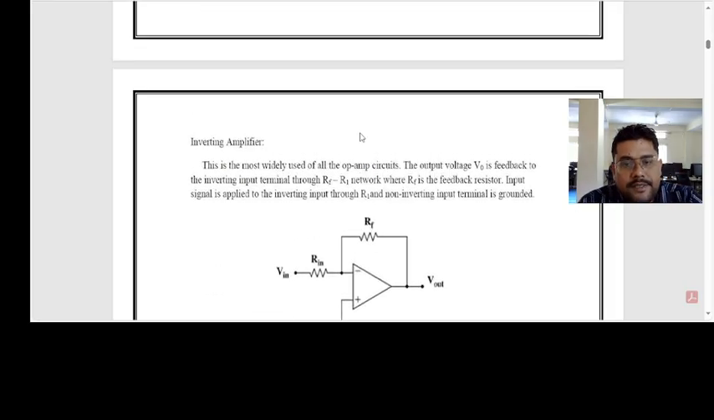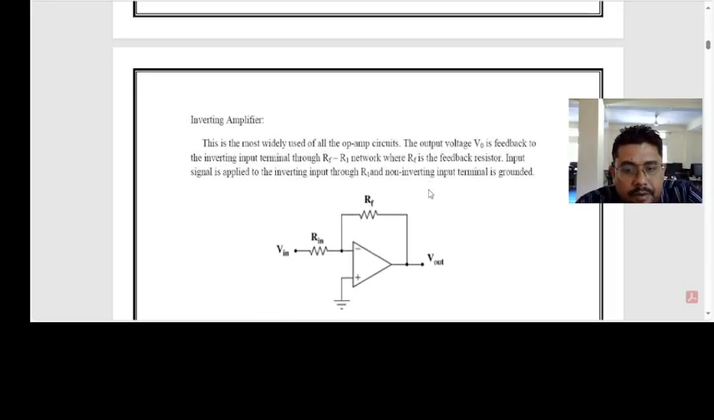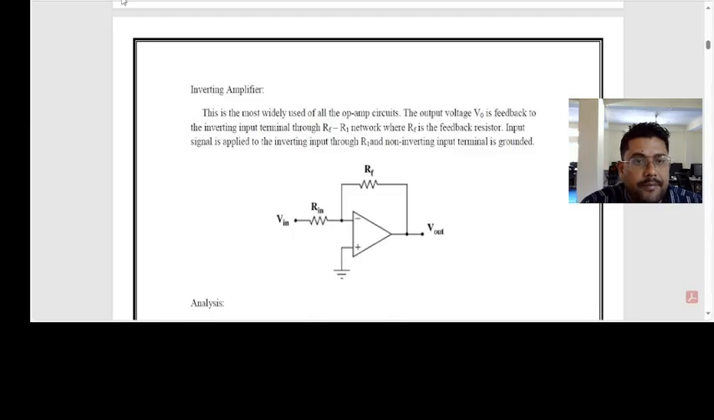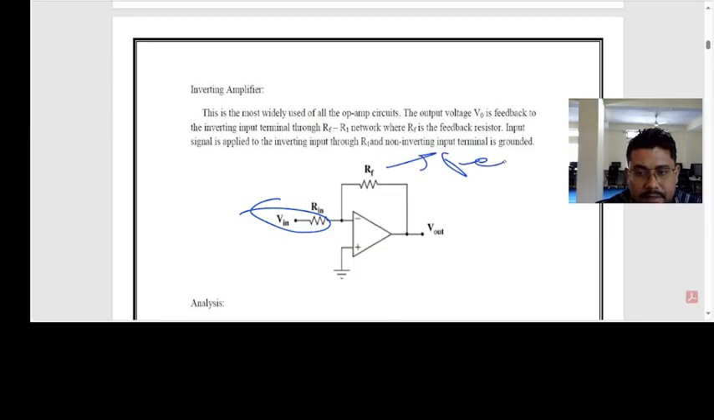So first we will see the inverting amplifier. In an inverting amplifier, the input is applied on the negative terminal of the amplifier. This is the feedback resistance, and R1 is the input resistance.